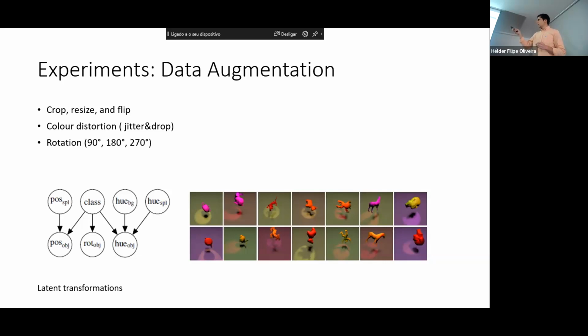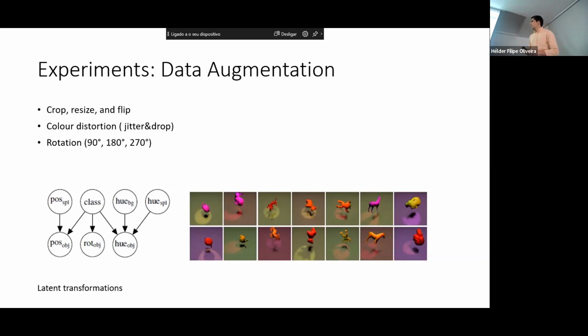Then we define a causal structural model to modulate the dependencies here, where we can see that the object class is a cause of the position of the object, the rotation of the object, and the hue of the object. But there is no causal dependency between the position of the spotlight, the background hue, and the spotlight hue.